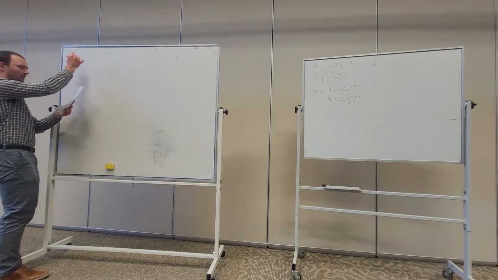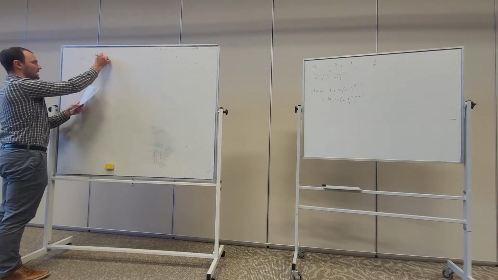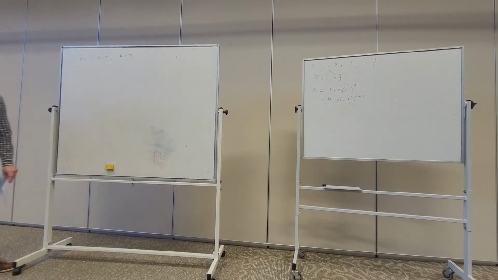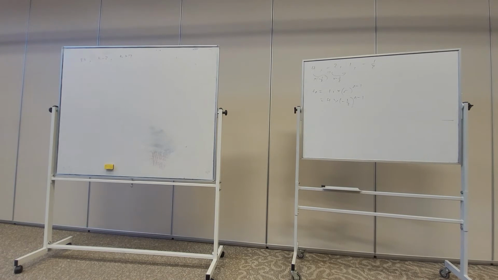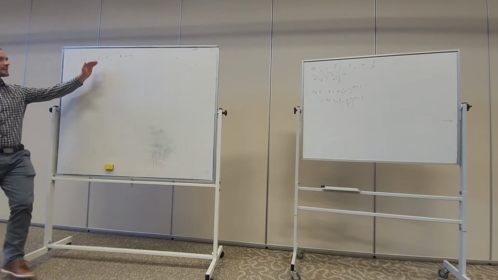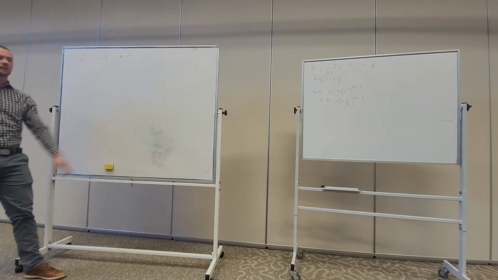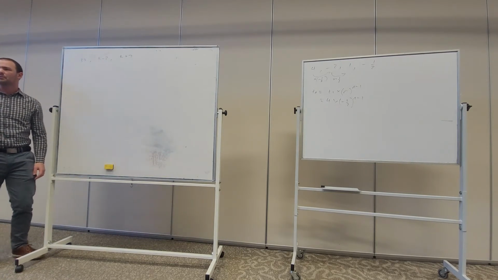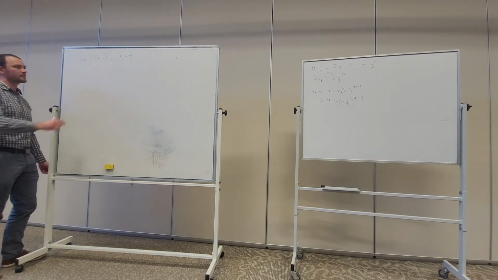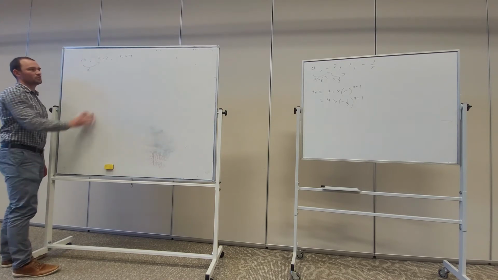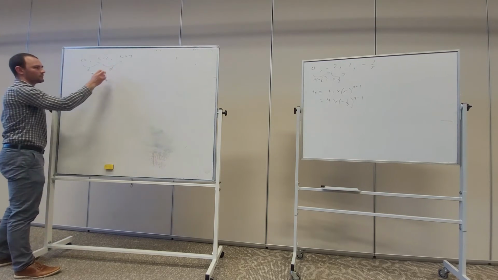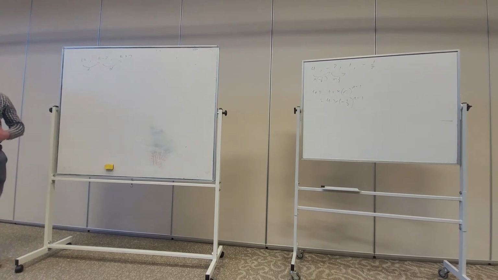Find k if 3k, k take 2, and k plus 7 are consecutive terms of an arithmetic sequence. So that means this is the first term, this is the second term, this is the third term, and there's going to be some sequence that keeps on going. What's the value of k? Now, if this is an arithmetic sequence, then the difference between these two is equal to the difference between these two. So what does that mean?